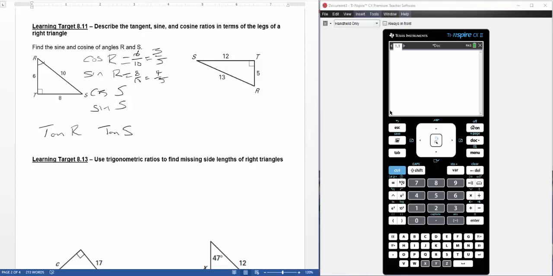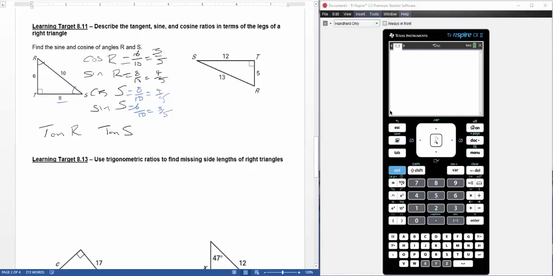Switch gears. From angle S's perspective now, cosine is the adjacent leg over hypotenuse. Now from angle S's perspective, the adjacent leg is now 8. So the cosine of angle S is the adjacent leg, which is now 8, over the hypotenuse, which is still 10, which is 4/5. And sine, now the leg that's opposite of angle S is 6, and the hypotenuse is still 10, or reduce this to 3/5.